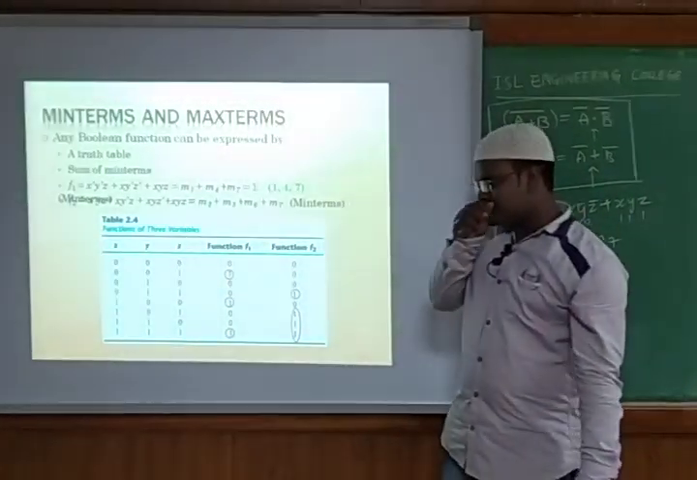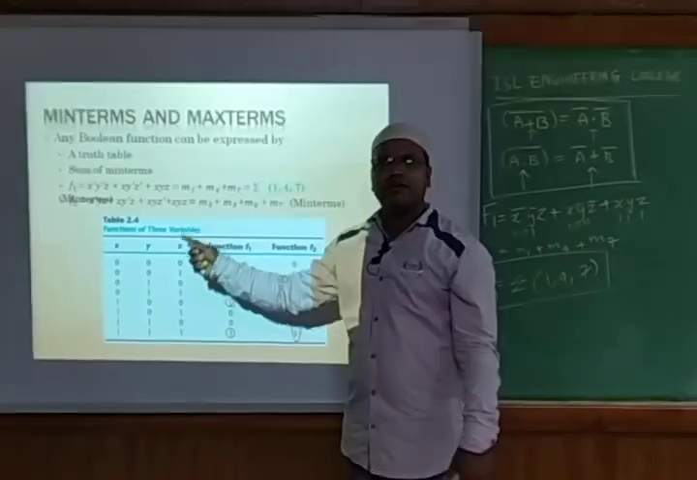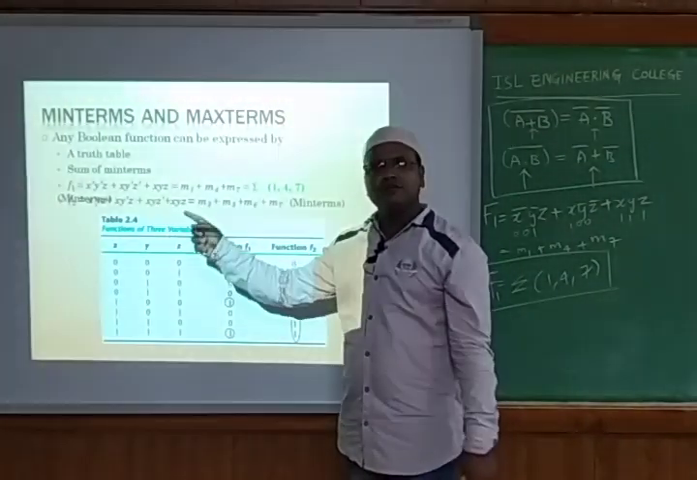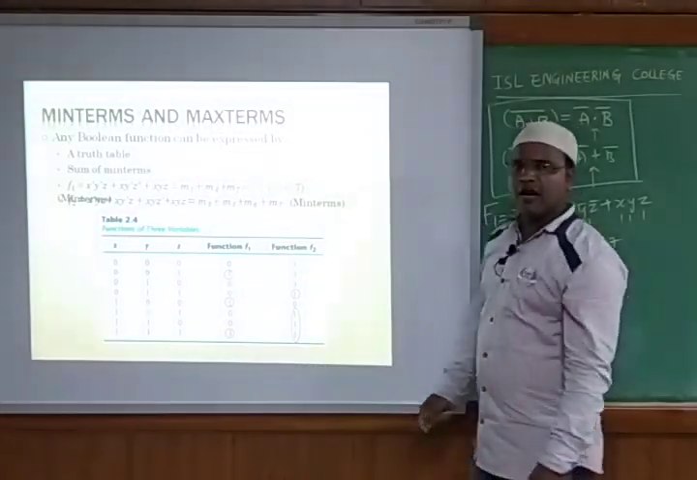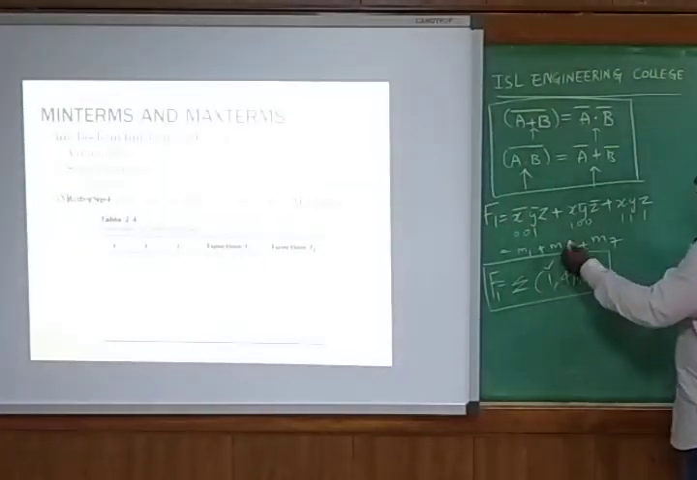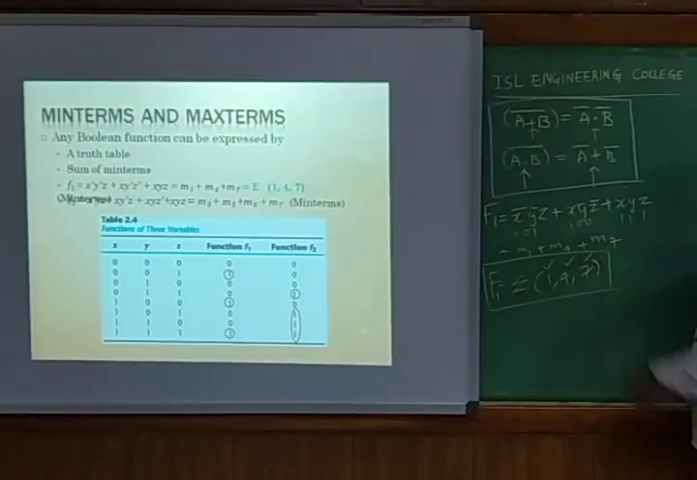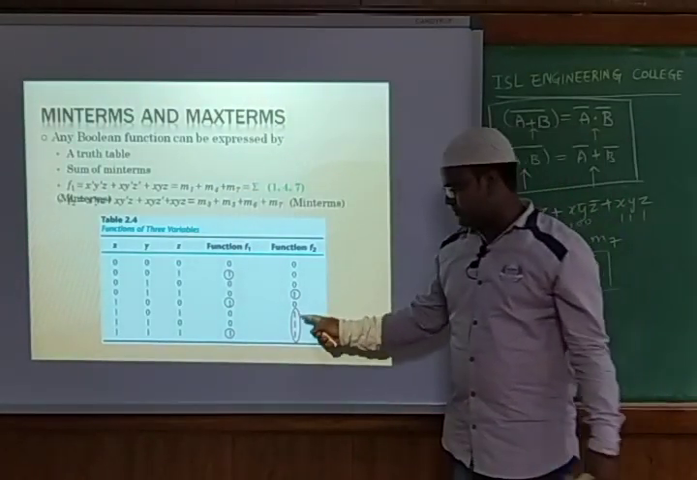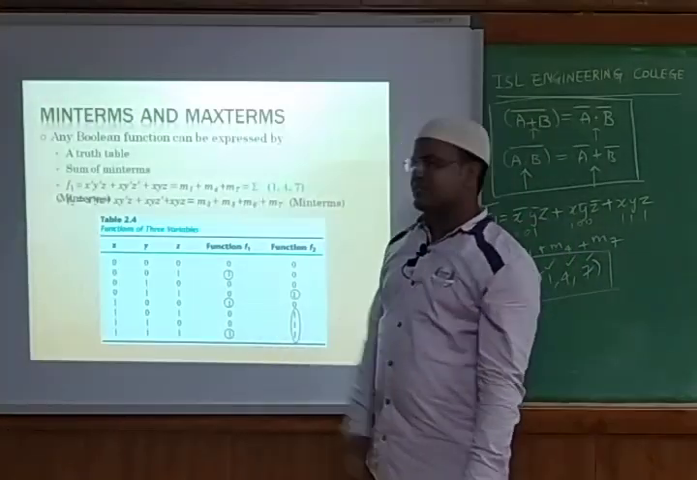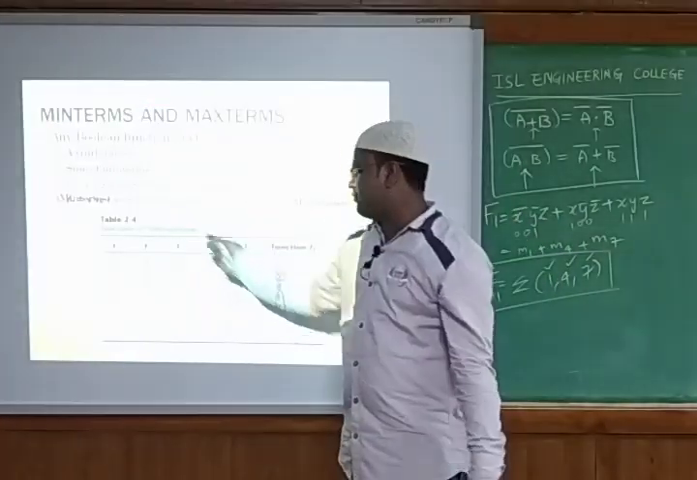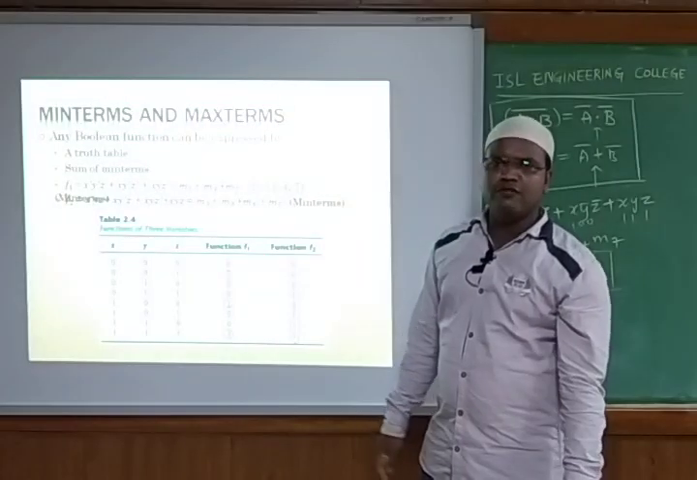So what will we do? First, it's 3 variables. We'll write all the combinations starting from 0 0 0, and the maximum would be 1 1 1. As per our question, minterm 1, minterm 4 and minterm 7, for these values it should be 1. For the remaining values it will be 0. So that's how this F1 function is written. Likewise, we have another function F2, and we can do it in a similar way.